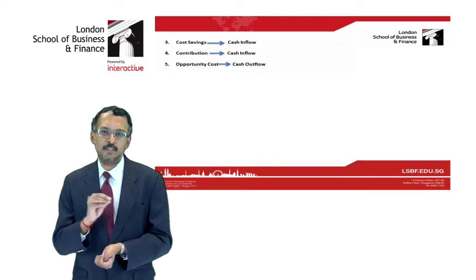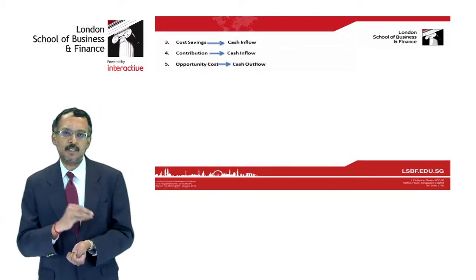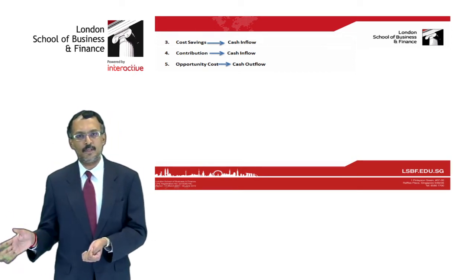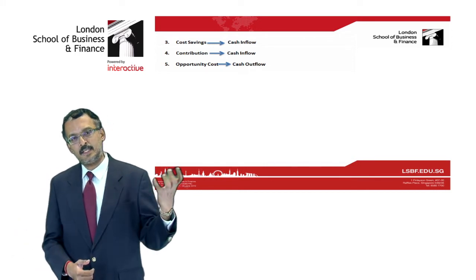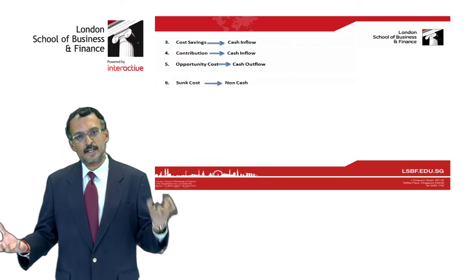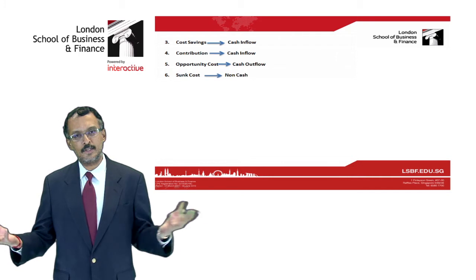What do you mean by opportunity cost is a cash outflow? A typical example will be material in stock. Material in stock is material already bought previously, but you're going to use it on this project. Should we take it as a relevant cost or should we take it as a sunk cost? A relevant cost is cash outflow. A sunk cost is non-cash.